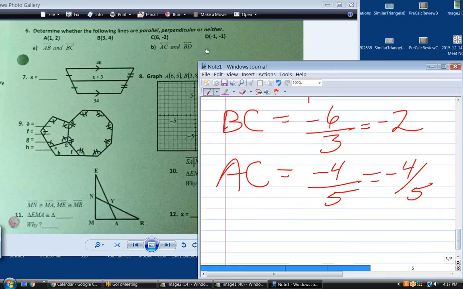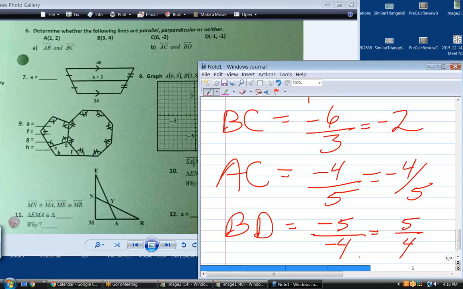Okay. And finally, they ask about BD. So what's the slope of BD? -4 divided by... Actually, 1 minus 4 is -5, divided by -1 minus 3, which is -4. So the slope of BD is positive 5/4.